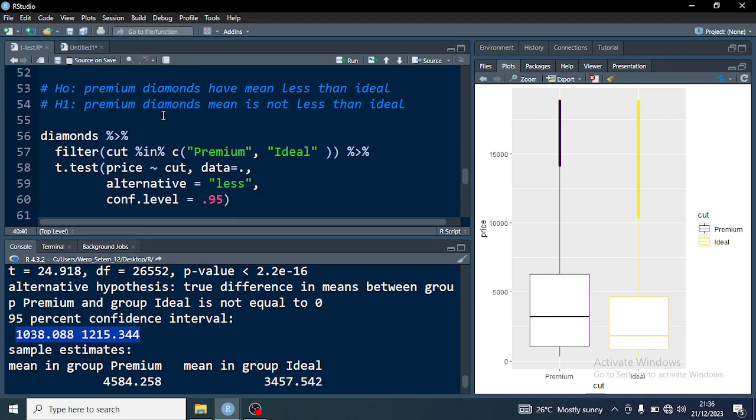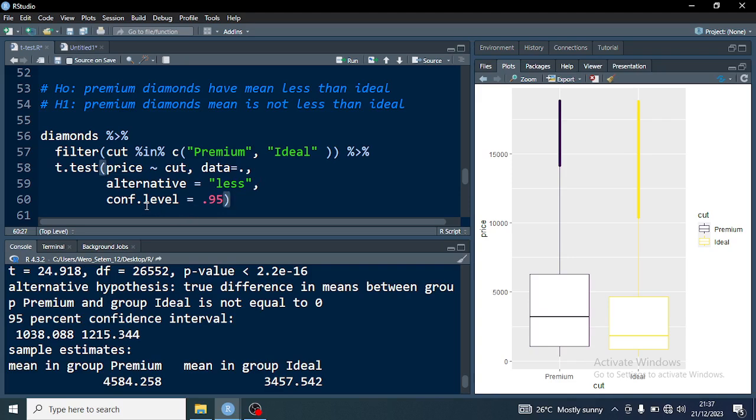So still we are using the diamonds dataset. I'm using still the pipe operator. I'm filtering where cut is in premium and ideal. I pipe it to t.test, price as a function of cut, data is equal to dot, then alternative is equal to less. I'm testing my null hypothesis: is the mean of premium diamonds less than ideal?